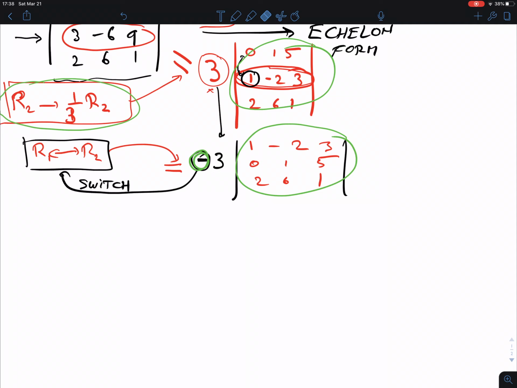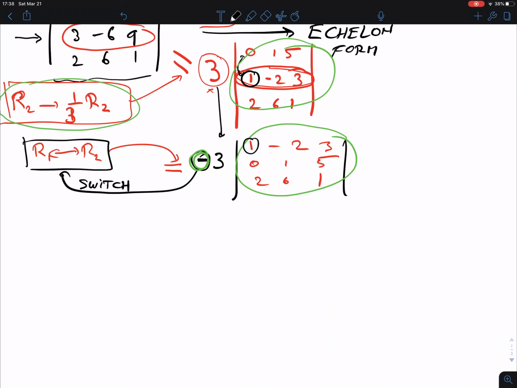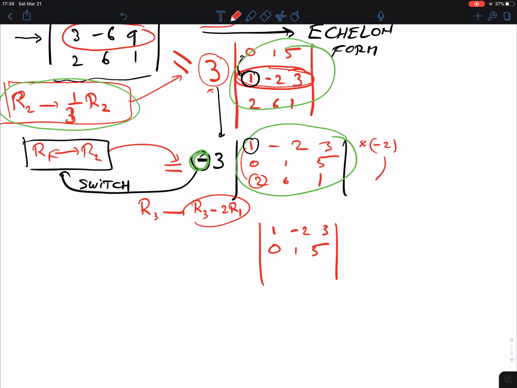We have now a 1 in the right spot, and we can now do a row operation that takes care of this guy here. So the row operation is now row 3 replaced by row 3 minus 2 times row 1. Agree? Okay, so let's write down what happens inside. Nothing here, nothing there. The only thing that we changed is here, the third row. So we multiply this with negative 2 and add to this row.